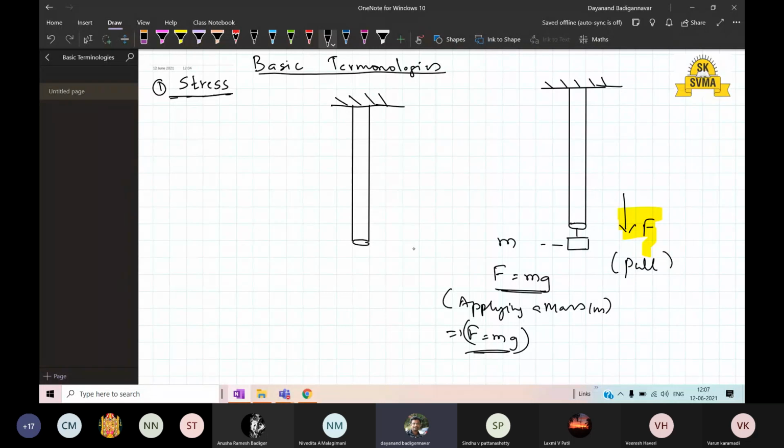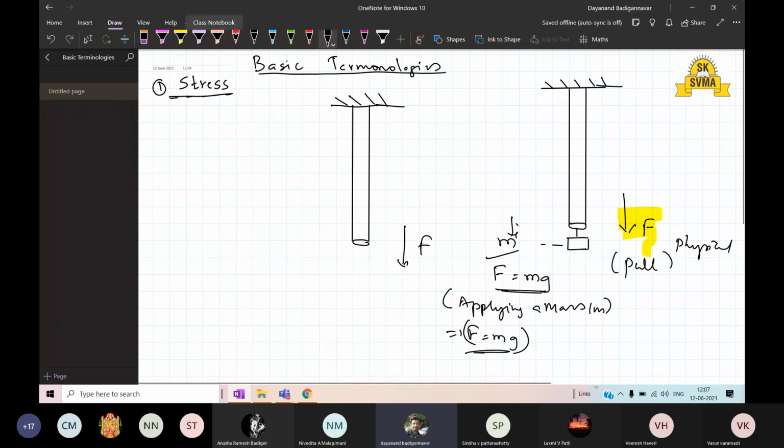Now what I do is apply a force. This force may be applied either by hanging a mass or by applying a physical force. Physically you can pull it, either of those two. Usually we consider applying a mass. We apply the force by applying a mass. This mass is also called the load. So once we apply a load, a force equal to F is created.